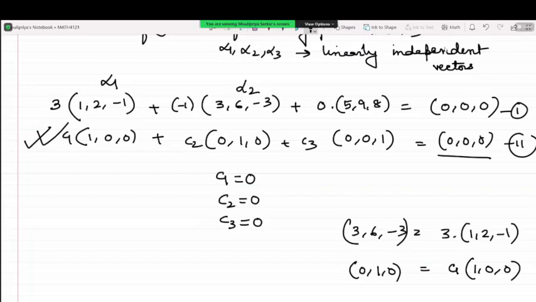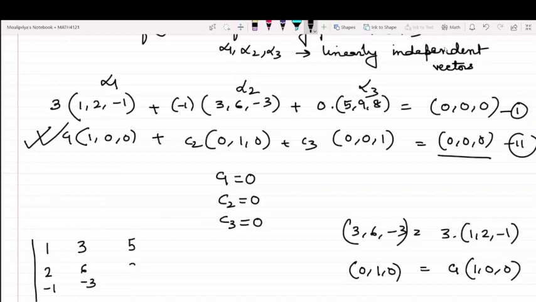Now, on the contrary, if I try to find out the determinant arising from the vectors alpha 1, alpha 2, and alpha 3, column wise, 1, 2, minus 1, 3, 6, minus 3, 5, 9, 8, this value would be equal to how much? 0. It's obviously 0, because all the elements of the second column are constant multiples of the elements of the first column. The value would be equal to 0.